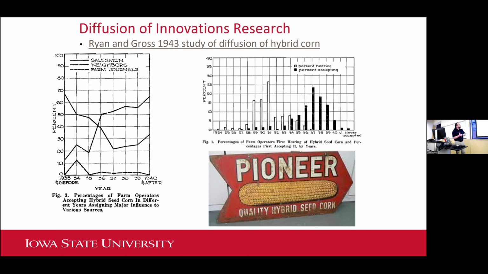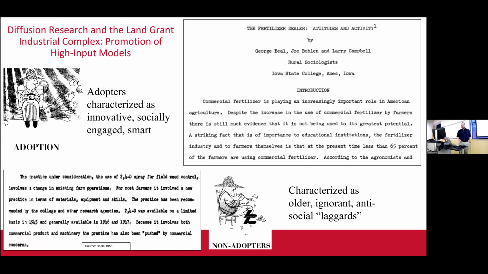So on the left here, you'll see where they were tracking the influence of salespeople, neighbors, and farm journals. And of course, later we would start incorporating things like extension agents and conservation organizations. And then on the right, you'll see there they started mapping how much information is put out into the communities over time and at what rates farmers began adopting these practices. So in the beginning, social science was really invested in understanding how farmers incorporate these new technologies over time.